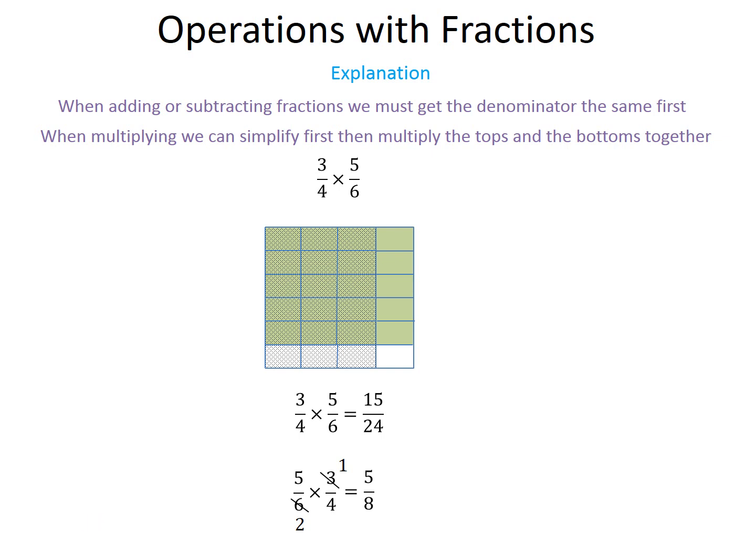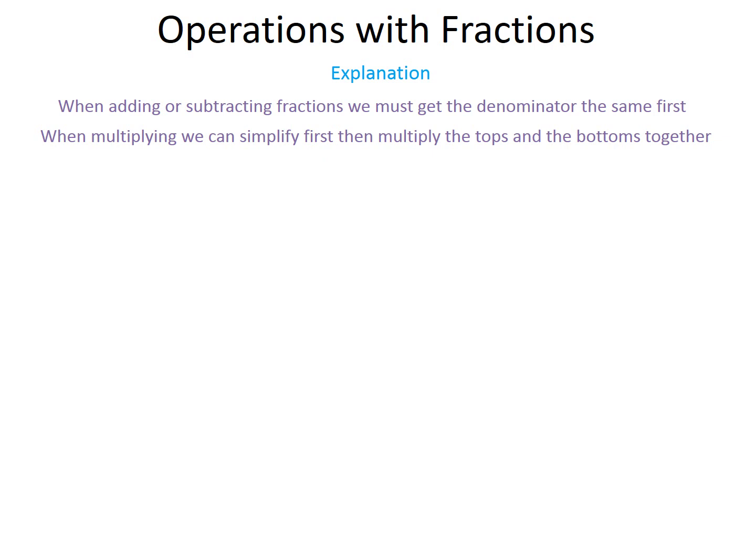As long as one's on the top, one's on the bottom, and they're all being multiplied. So 5 times 1, that's where we get 5 from. 2 times 4, that's where we get 8. Notice that we've got straight to our final answer, and we'll always be trying to do that simplifying first before we multiply. Now for division, well, we're not actually going to do any dividing of fractions at all.